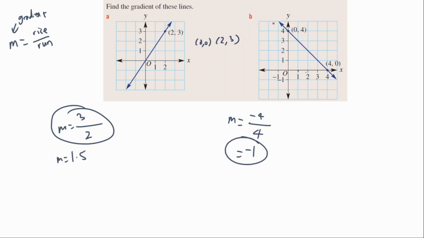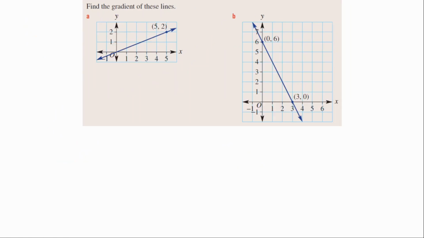And this is going down from left to right, so we do know that this line is in fact a negative gradient. So the key thing to remember here is m equals rise over run. Make sure you remember that. So that's how much it moves vertically divided by how much we have moved horizontally. Alright, now it's your turn. Have a go at these questions by yourself and just unpause the video when you're ready to go through them with me.